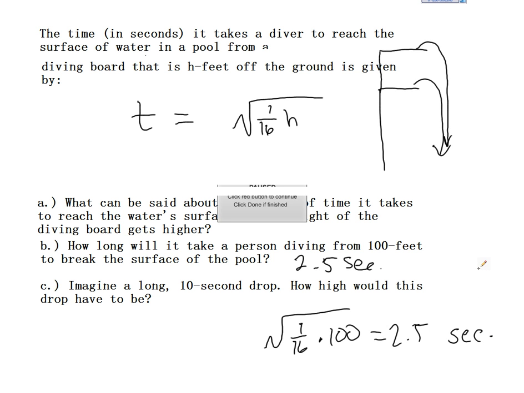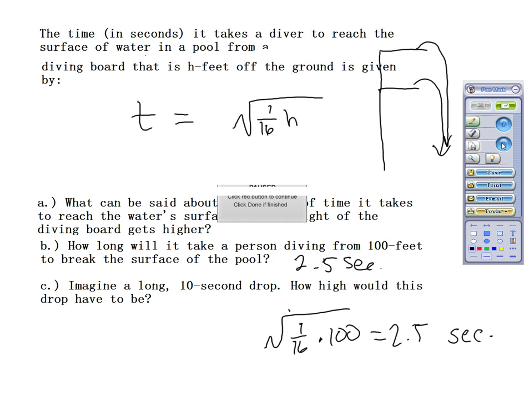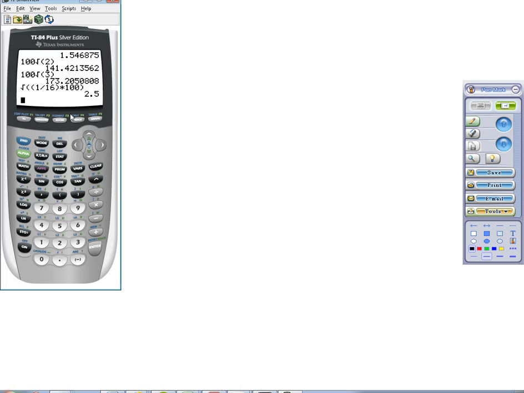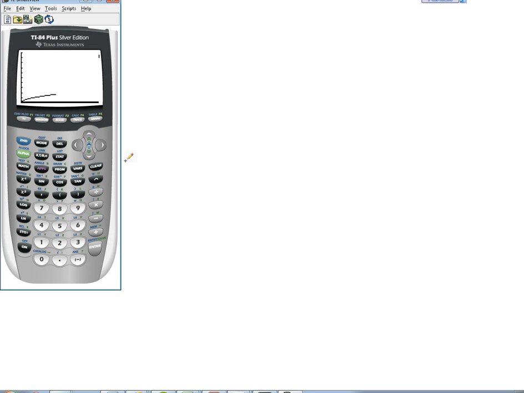It seems like it's almost instant, or it takes a lot longer to drop 100 feet. But in fact, it doesn't take that long. Well, let's suppose that a person takes a very, very long 10-second drop. If you can imagine dropping in free fall for 10 seconds, theoretically, how high would this drop have to be? So we know that our graph looks kind of like this.